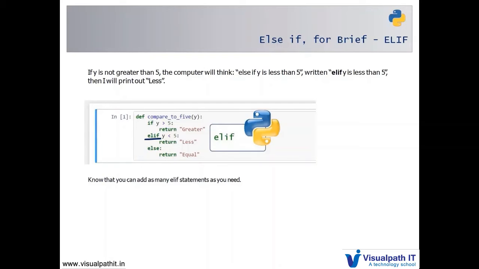Elif y is less than 5, it is going to return a string "less". Else, if none of the if and elif match, then the control is going to come to this else and it is going to say "equal". We could have multiple elif statements, and we can also have multiple expressions within each if and elif. We can also check elif y is less than 5 and y is greater than 2, return something.